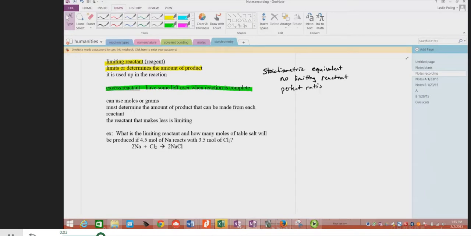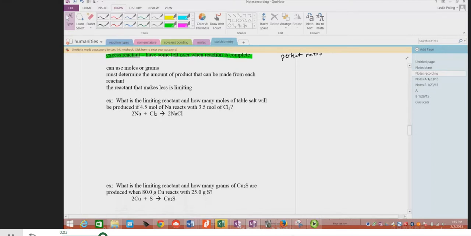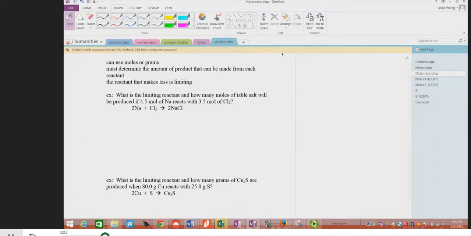So what do we want to do? Well, we want to look at moles. So let's look at what we need. This is where we're using the balanced equation. So, 2 moles of sodium for every 1 mole of chlorine. So it's a ratio of 2 to 1, or 2.